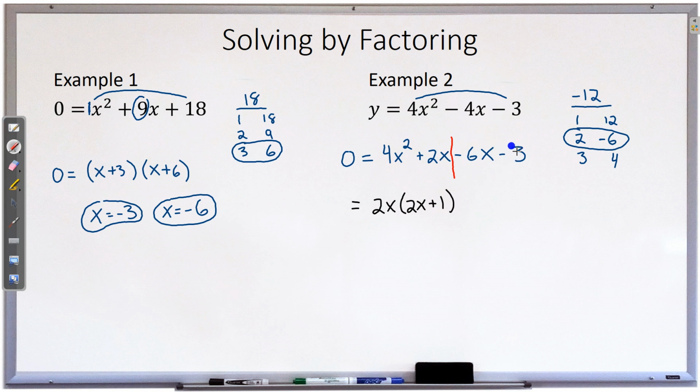And over here, what do these two have in common? I can pull out a negative 3, but not an x. So what's left over is 2x and plus 1.